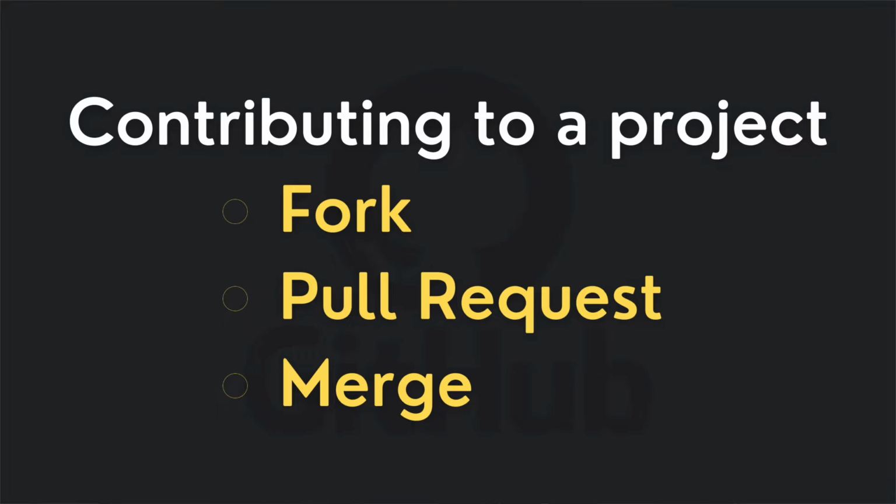And then we'll talk about the most useful feature of GitHub, that is how you can contribute to an open source project. In order to do that, we'll see how you can fork a repository, we'll see how you can do a pull request, and then we'll see how you can merge the changes that were requested by the pull request.